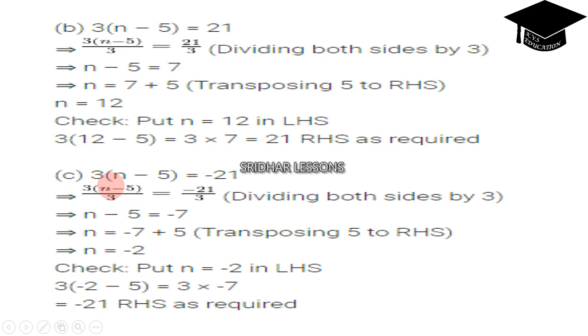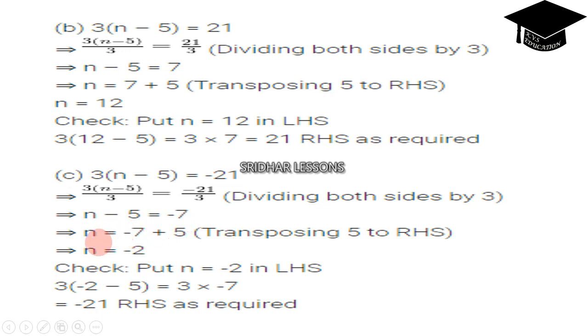Question C. 3 into n minus 5 is equals to minus 21. So since here we have multiplication, divide both sides with 3. That means 3 into n minus 5 by 3 is equals to minus 21 by 3. So n minus 5 is equals to minus 7 because upon cancellation this will go and 3 cancels 21 by 7 times. So n minus 5 is equals to minus 7.